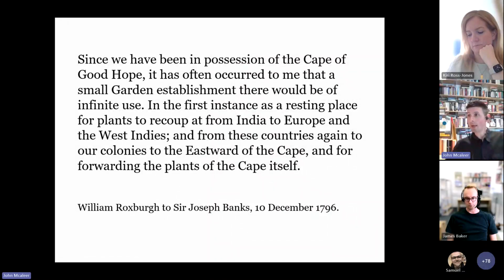"A small garden establishment there at the Cape, in other words, would be of infinite use to us, a resting place for plants to recoup at from India to Europe and the West Indies, and from these countries again to our colonies to the eastward of the Cape, and for forwarding the plants of the Cape itself." So in other words, in this scheme, the Cape would become the centre of its own network, bypassing London and creating an alternative hub of botanical activity.